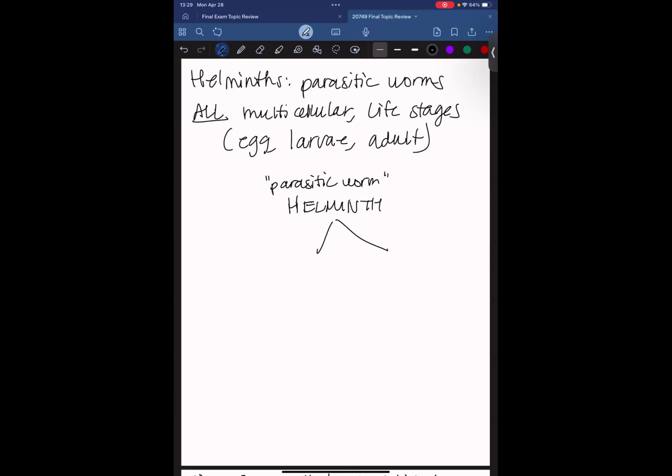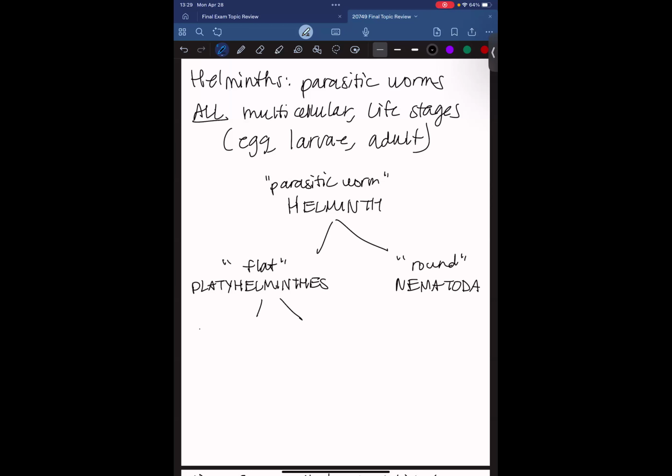basically divides into two categories: the flat and the round. The flatworms are known as platyhelminthes. And the roundworms are known as, nope, nematodes. Getting ahead of myself. Nematoda.